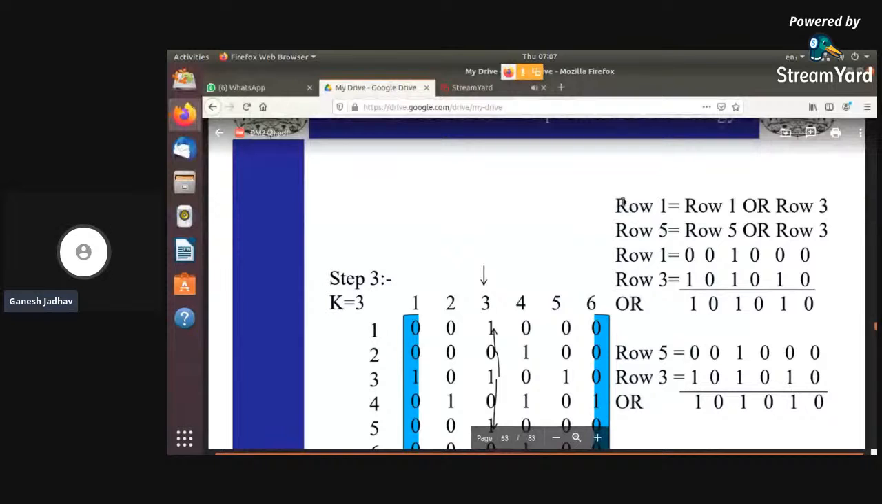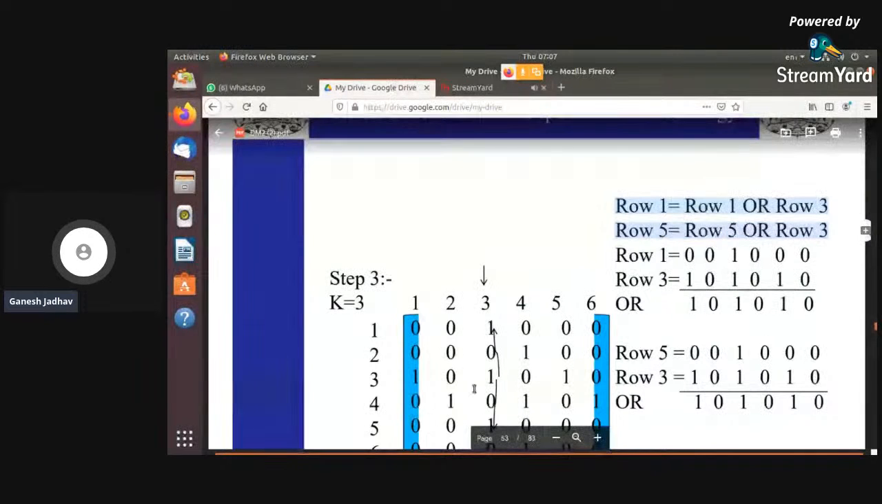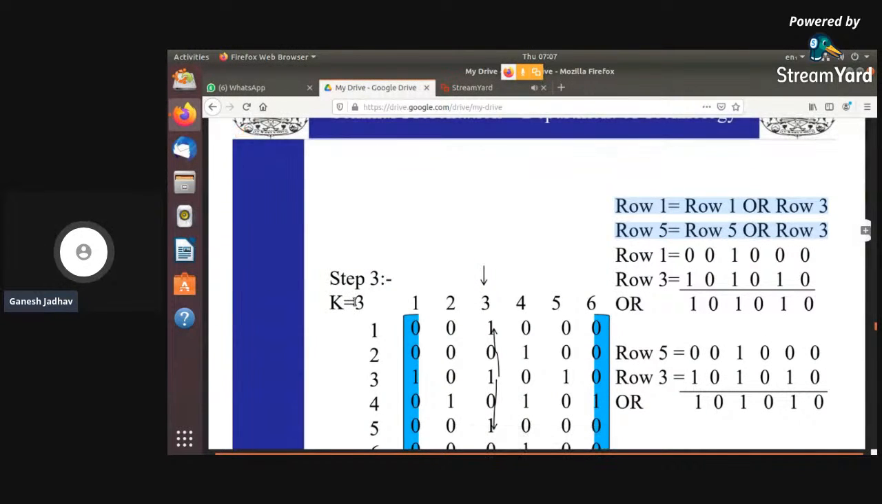Row 1 is equal to row 1 or row 3. Why is it row 1? Because here is 1. And why is it row 3? Because k is equal to 3. Okay, row 5 is equal to row 5 or row 3. Why is it row 5? Because here is 1. And why is it row 3? Because the value of k is equal to 3.